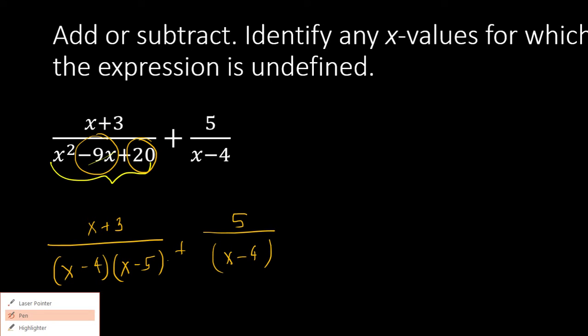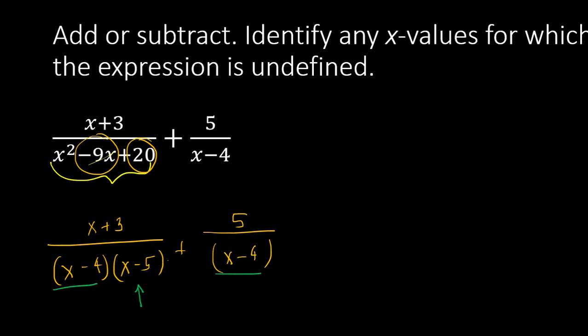So what do you notice? Well, you would say, hey, they have a common factor of x minus 4. The only difference is that this denominator also has x minus 5 as a term. So I can rectify this expression by taking x minus 5 over x minus 5 and multiplying it. So I'm going to multiply both the numerator and the denominator by x minus 5.